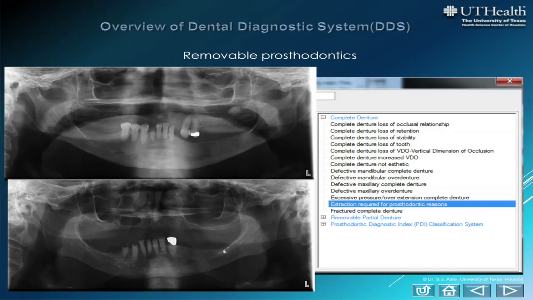Removable prosthodontics is divided into complete denture and removable partial dentures. The case presented here is a common example of dentition where the prognosis of maintaining the remaining teeth is poor, and at best unfavorable, due to several medical and dental conditions and patient preferences.